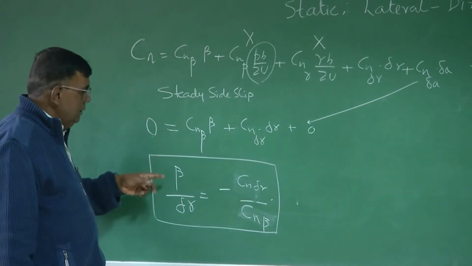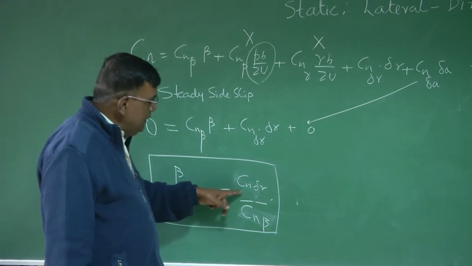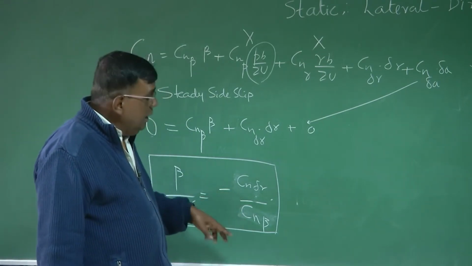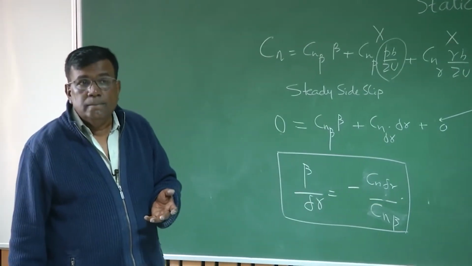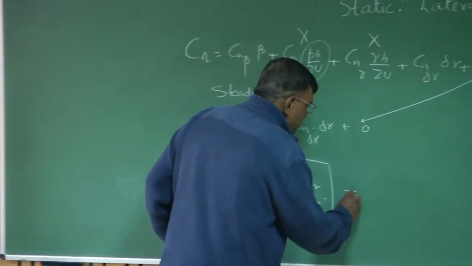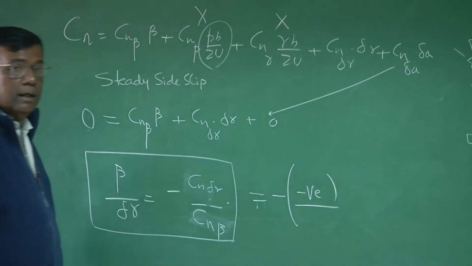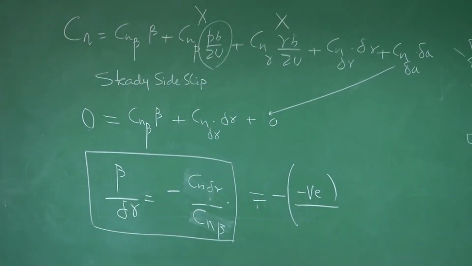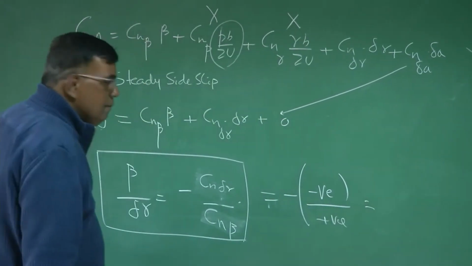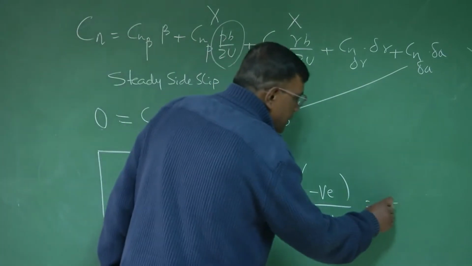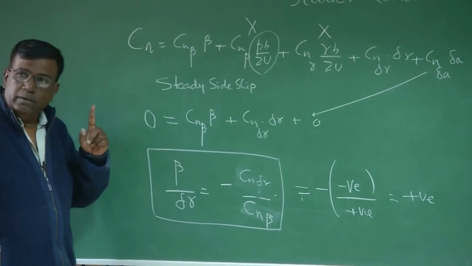And if I further simplify this, I get beta divided by delta R equal to minus Cn delta R by Cn beta. Now what is the sign of Cn delta R? It's negative. Very good. So this sign is negative. What about Cn beta for a statically stable airplane? Positive. So this ratio should be what? Positive. So the ratio of beta and delta R should be positive.